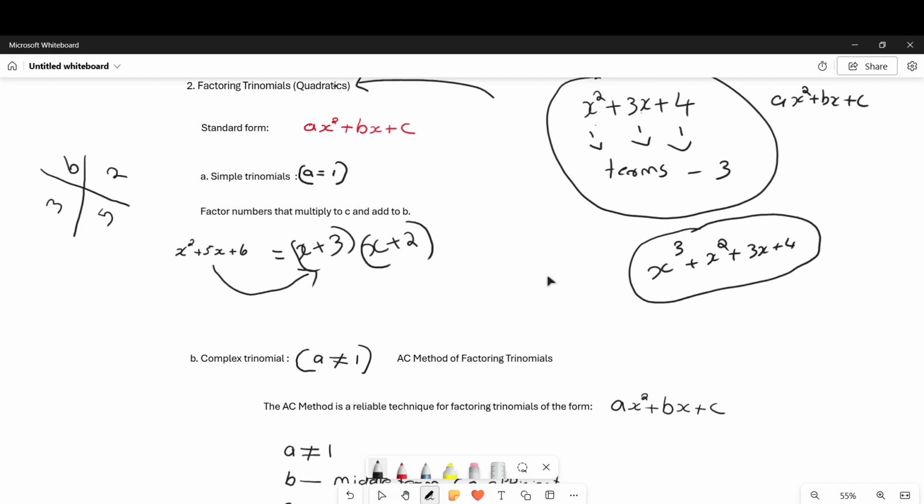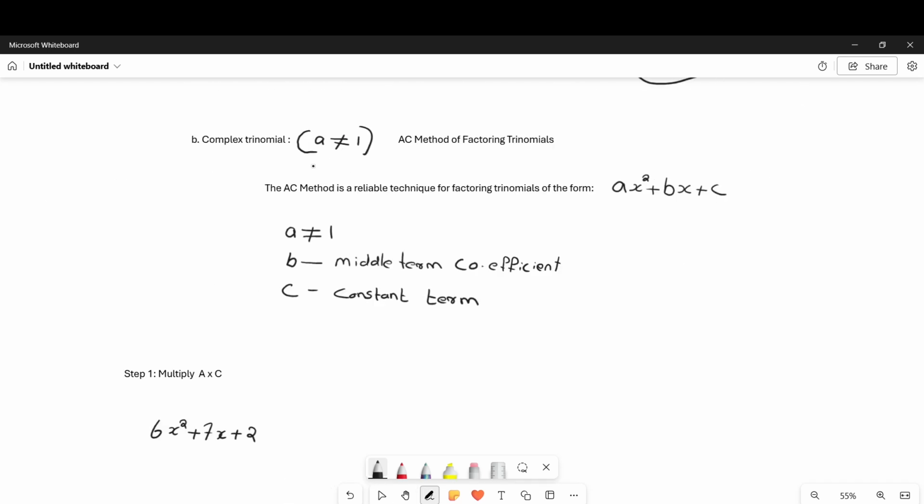What's a complex trinomial? A complex trinomial is when a is not equal to 1. If a equals 1, it's called a simple trinomial. If a is not equal to 1, we call it a complex trinomial. So the AC method of factoring trinomials. AC method is related to the first method, like the simple trinomial method.